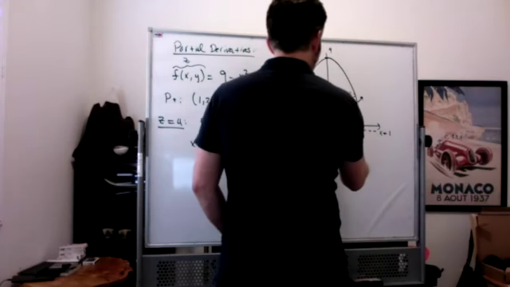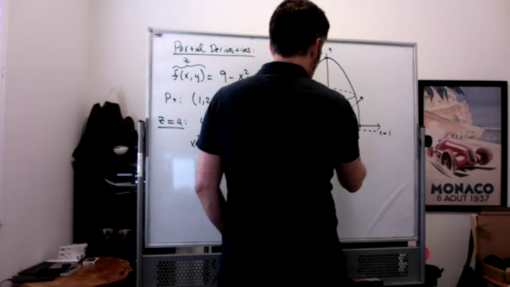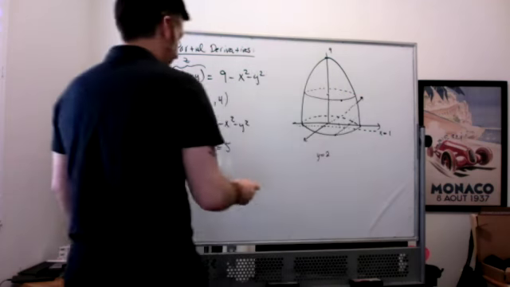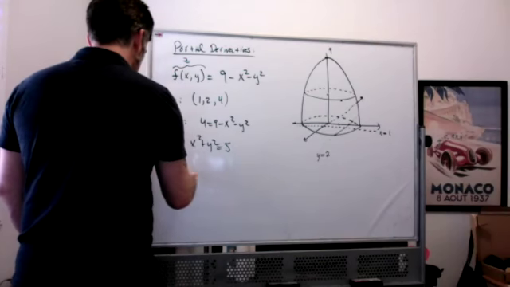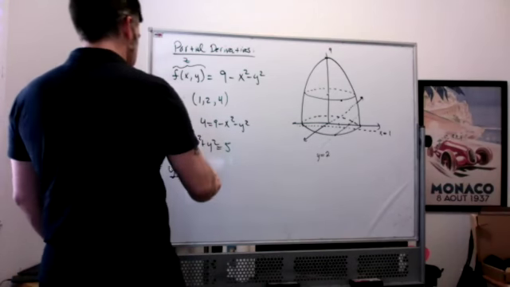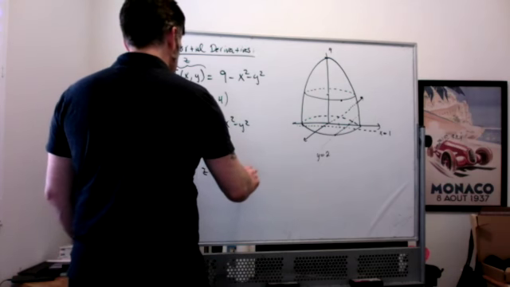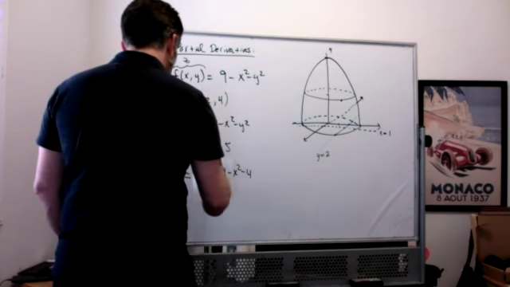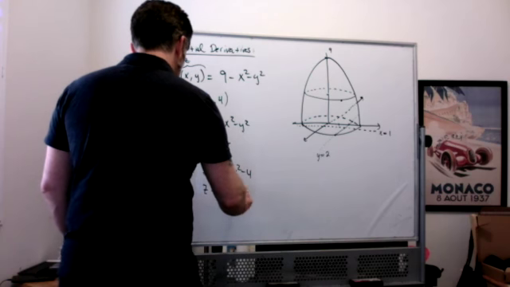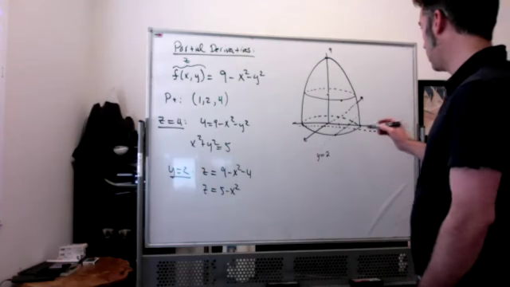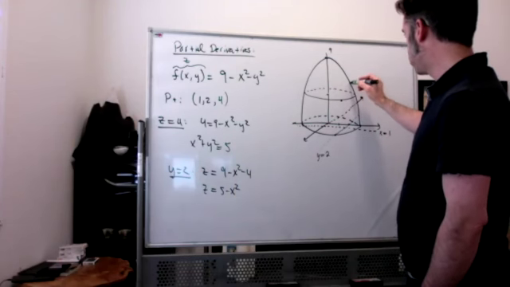So if I set y equal to 2, I'm going to get the equation z equal to 9 minus x squared minus 4, which is z equal to 5 minus x squared. So it's no longer a downward opening parabola, just not quite as high.